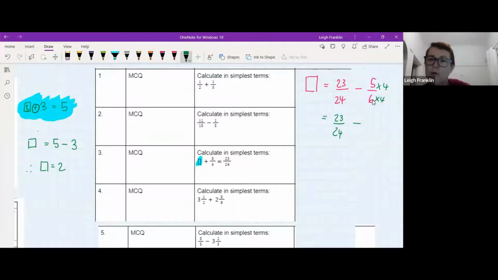Okay, so we've got 23 out of 24 minus 5 times 4, which is how much in total? 20. Beautiful. Out of 24. So what goes in the block should be? 20. Yes, good job. And now when you've got 23 out of 24 minus 20 out of 24, your final answer will be? 3 over 24. Because we're going to keep the denominator and then we're going to say 23 minus 20.